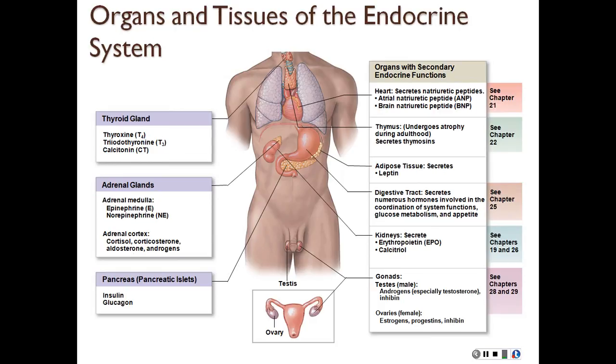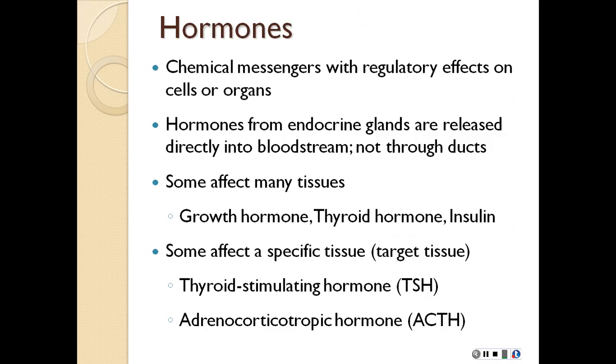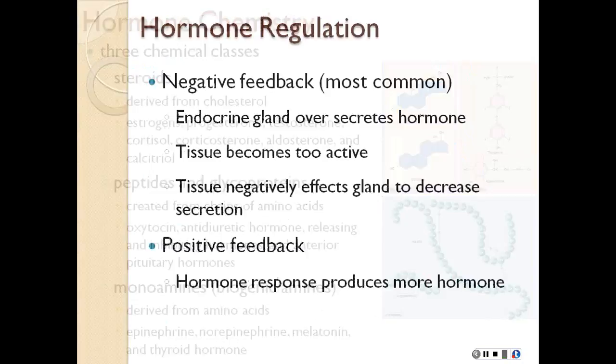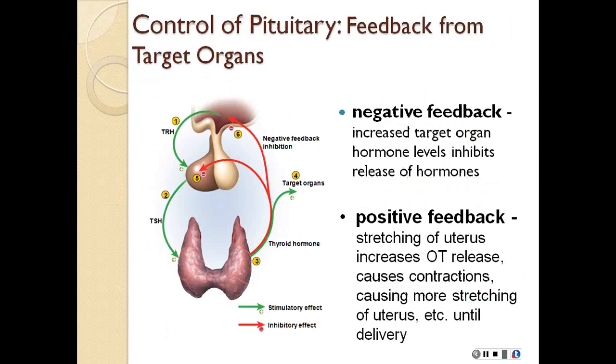So these are just the other glands and the hormones that they secrete. Okay? So now they come back to you. Thyroid gland, adrenal gland, pancreas. And if you had put up here the organs with secondary endocrine functions, I would have given you credit for those as well. All right, hormones. Let's move on to control of the pituitary.